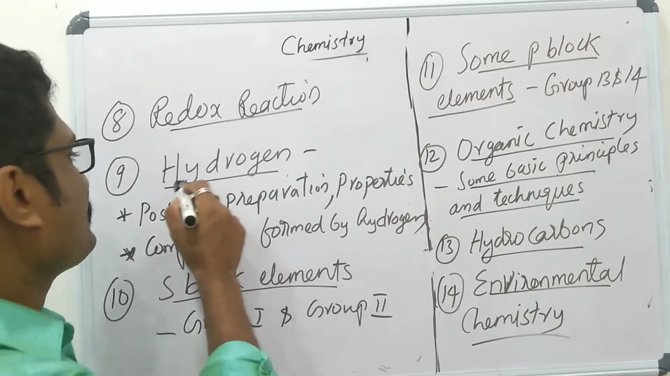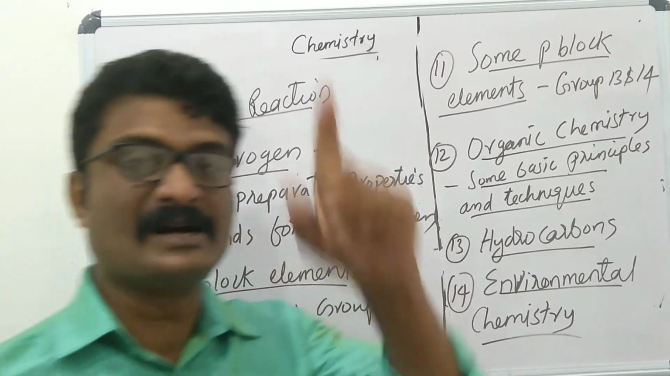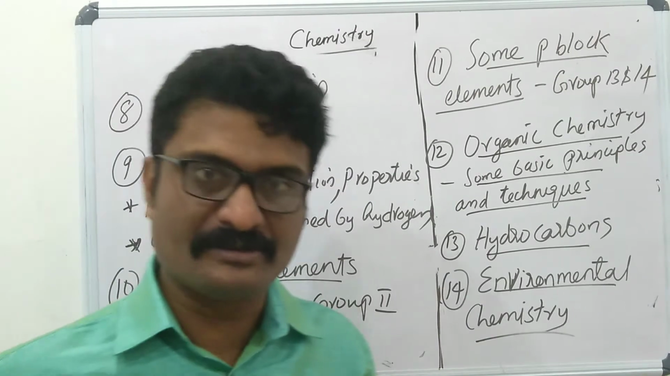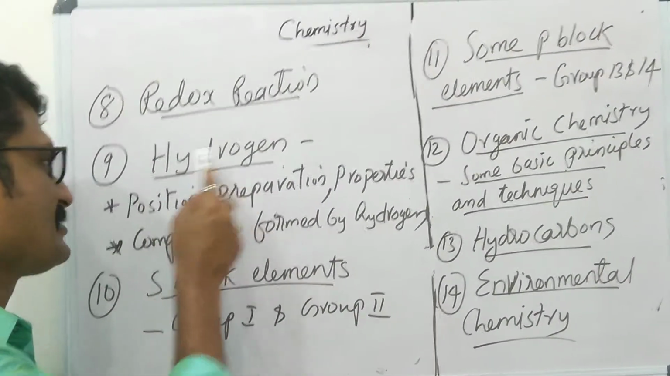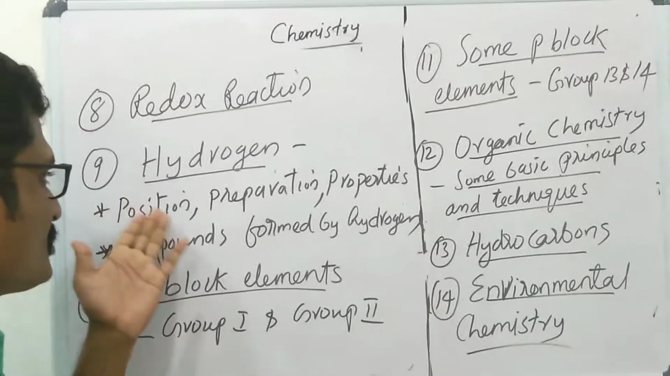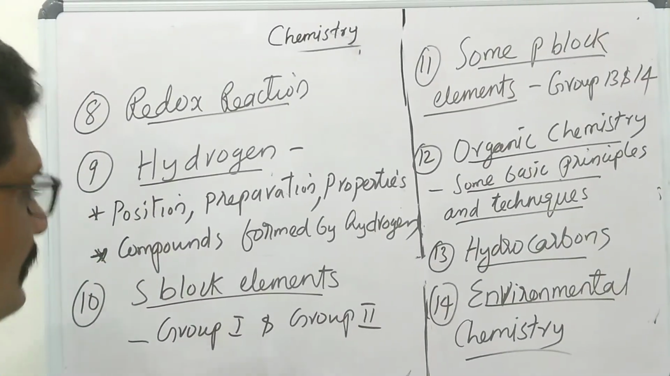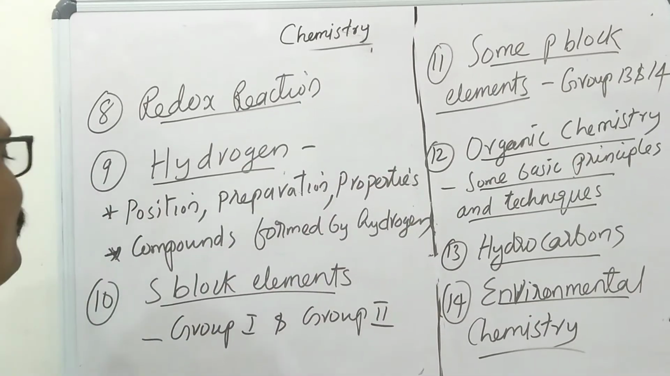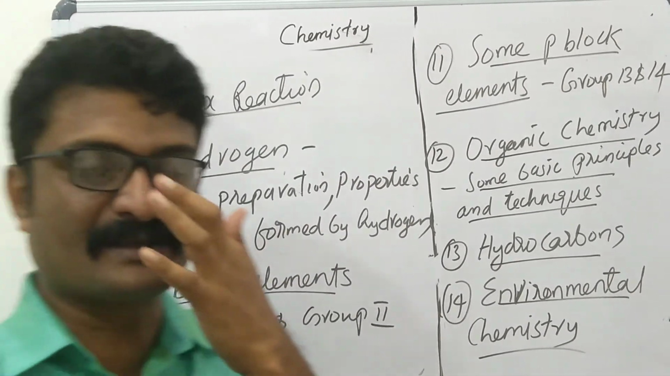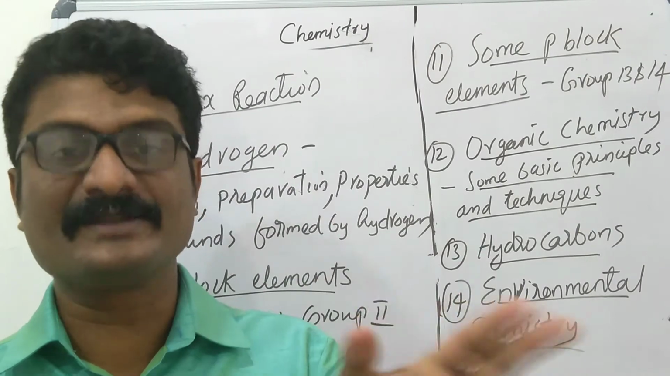The next chapter is hydrogen. We know hydrogen is the first element in the periodic table. Its atomic number is 1. In this chapter, you study about the position of hydrogen in the periodic table, then the preparation of hydrogen, then properties of hydrogen. Next, the compounds formed by hydrogen, that is water and hydrogen peroxide.